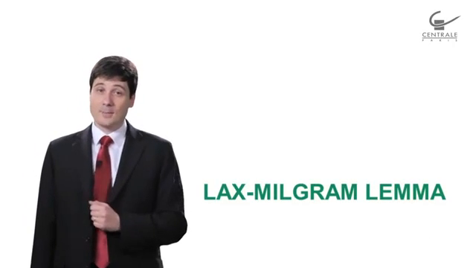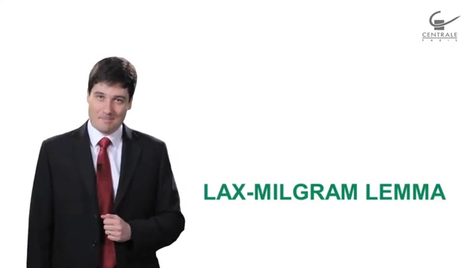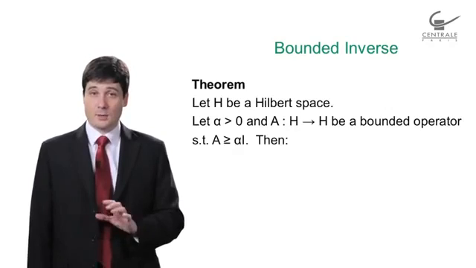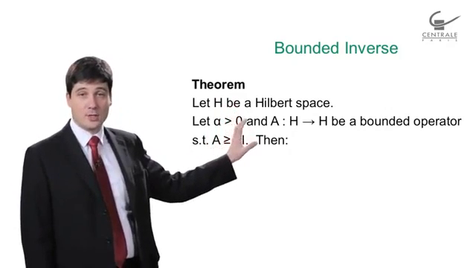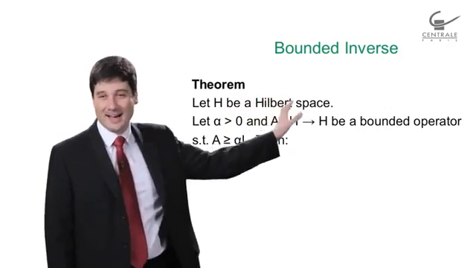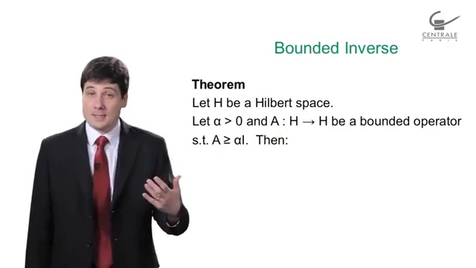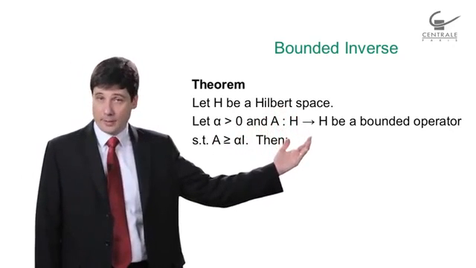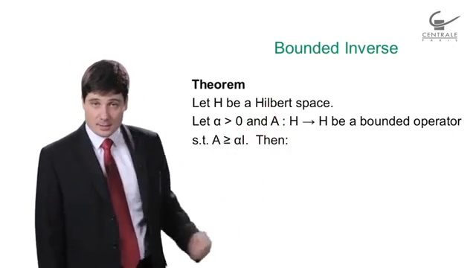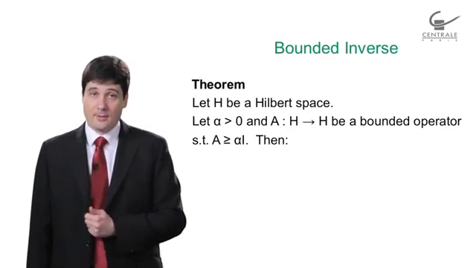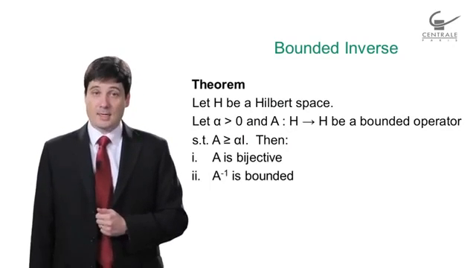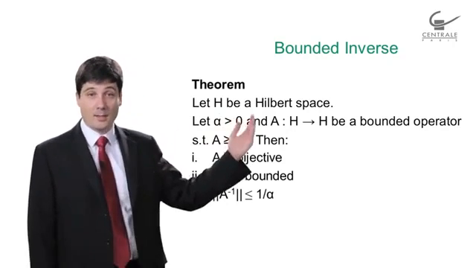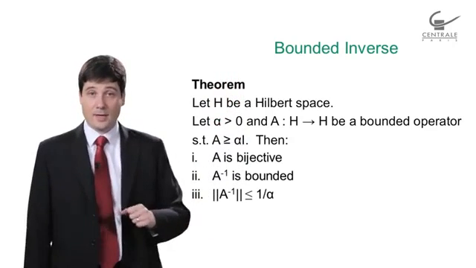Okay, now let's talk about the Lax-Milgram lemma. And before we do this, I would like to talk about bounded inverse. So I'll start with an operator A such that A is greater than alpha I, alpha times identity, which means that A minus alpha I is a positive operator, and alpha is a non-negative constant. If we have this, then A is bijective, the inverse is bounded, and the norm of the inverse is bounded by 1 over alpha, where alpha is this constant up there.